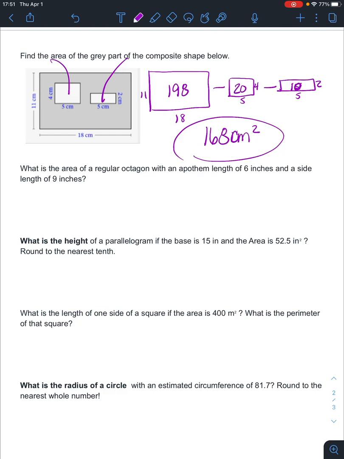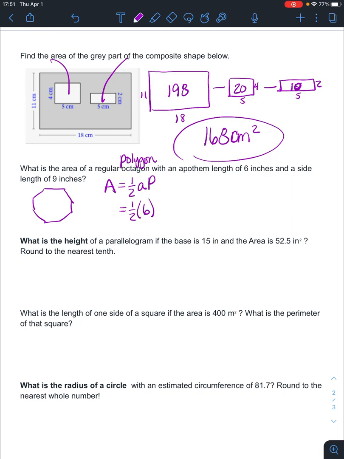What is the area of a regular octagon with an apothem length of 6 inches and a side length of 9? All right, so here's what's important. You don't even have to be able to draw it, but I will draw one. You've got to remember, a regular octagon is a regular polygon. That's when we use the area is 1/2 the apothem, a, times the perimeter, p.